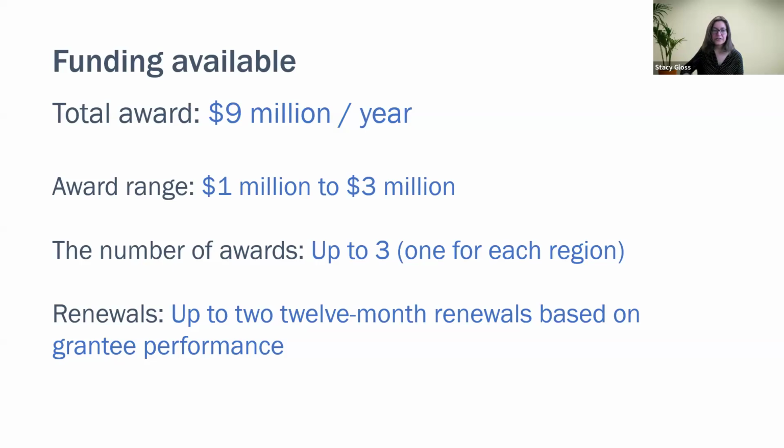The $9 million is for the first 12 months of operation. The department expects to make 3 awards. The anticipated start date in the NOFO for this award is September 1st, 2024, and the performance period is expected to go through August 31st, 2025. The department intends to offer up to 2 12-month extensions based on grantee performance.